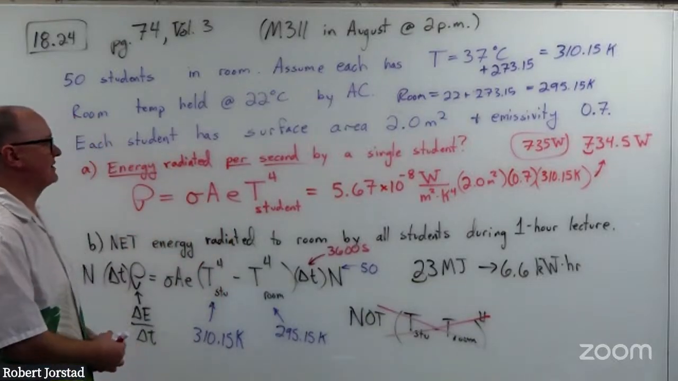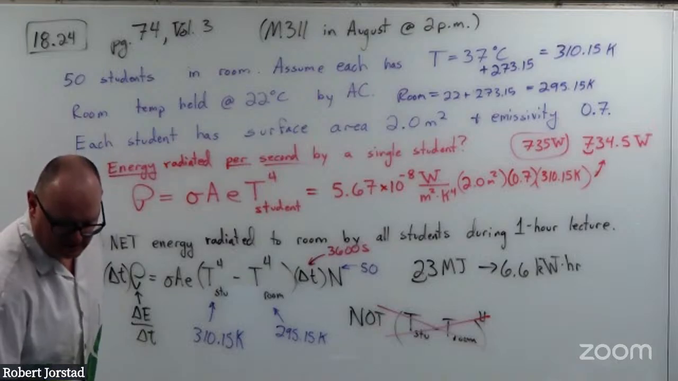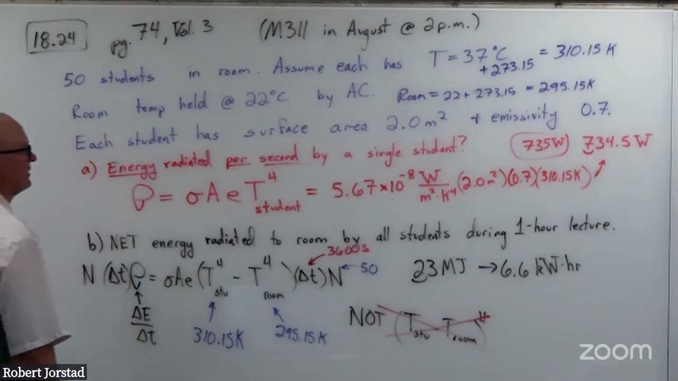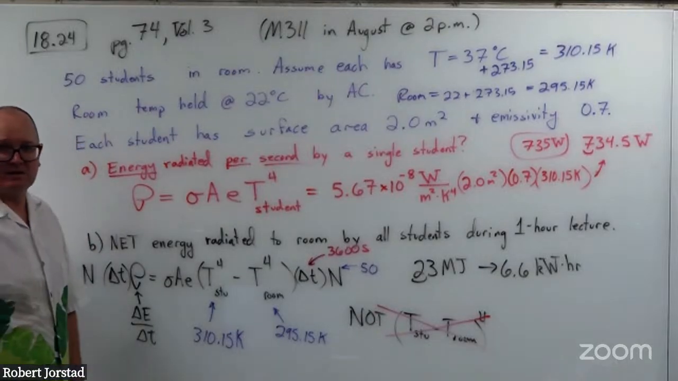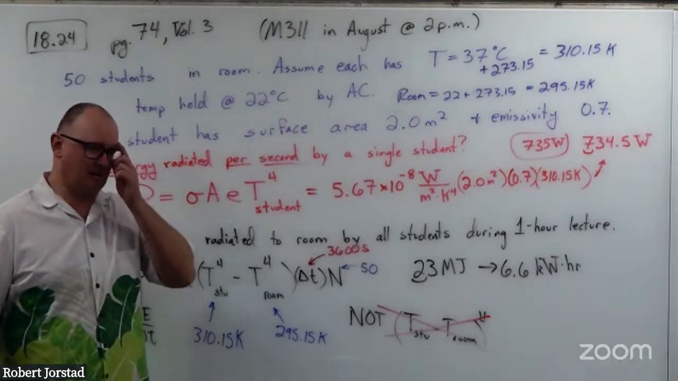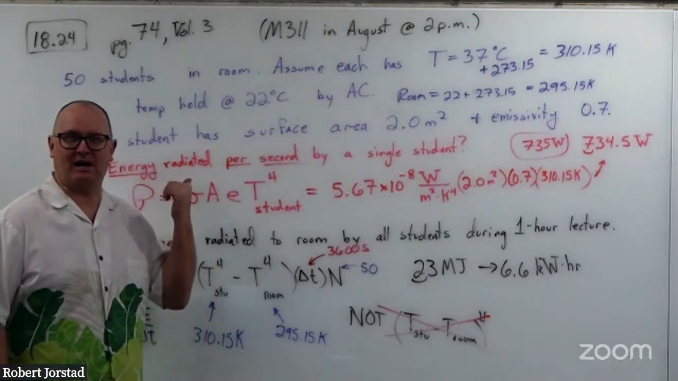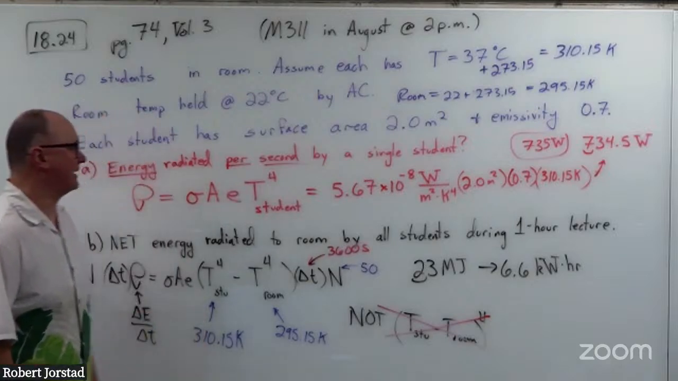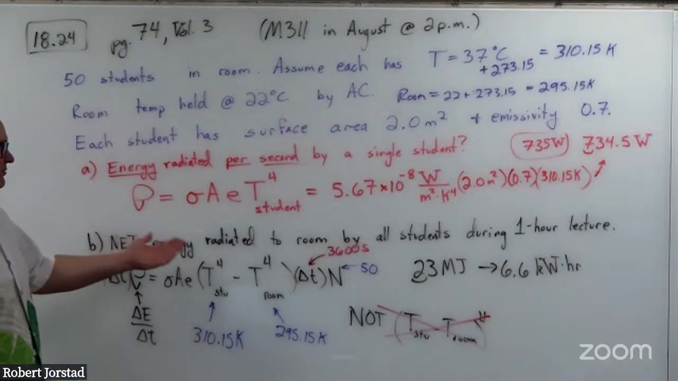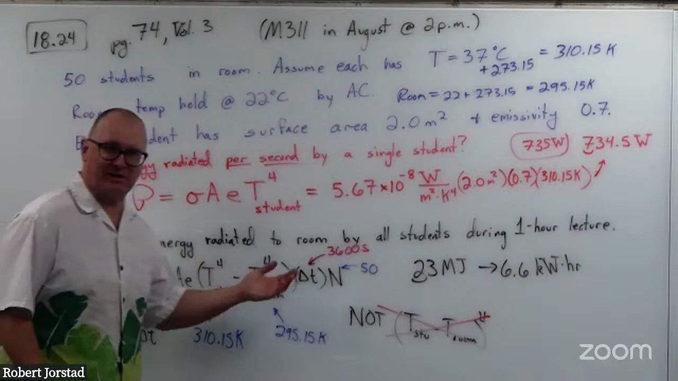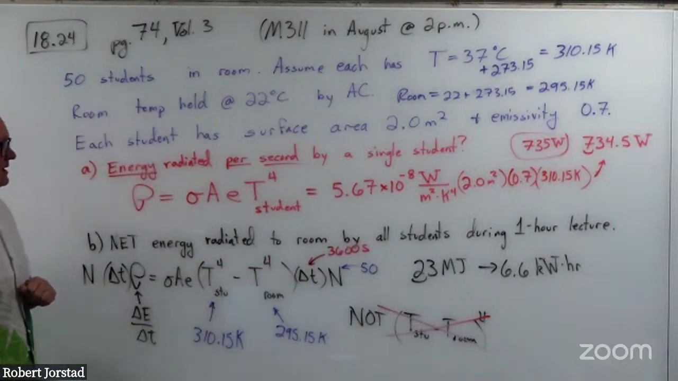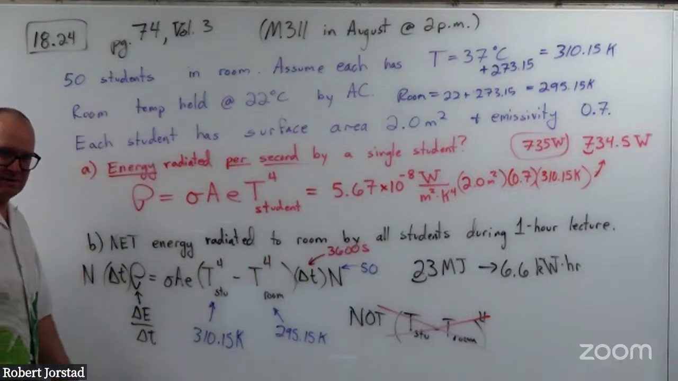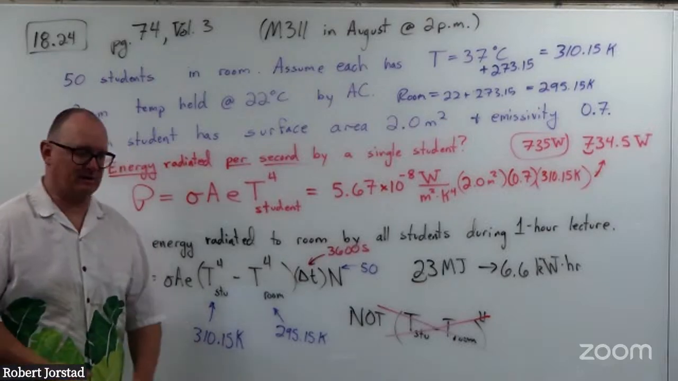And then one last question is, in that room, the AC is never good enough, right? So what's going to happen to this actual number over time? Well, let's think about it. How much energy are the students radiating if the air conditioning is insufficient? Is this an overestimate or an underestimate? Pause the video if you want to think about that.